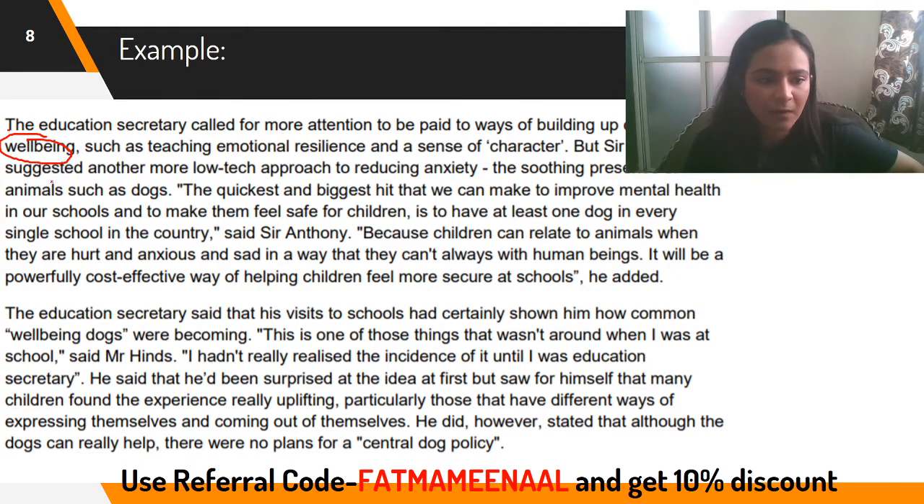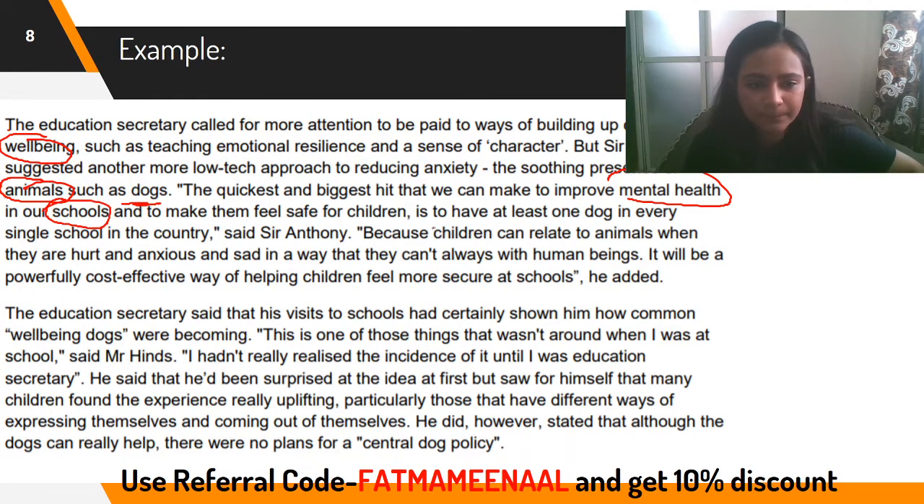Okay, there's some animals coming up. You have dogs coming up. Okay, you have mental health in schools, right? So I've got most of my keywords, right? But I'm still not able to find anything associated to evidence, isn't it?